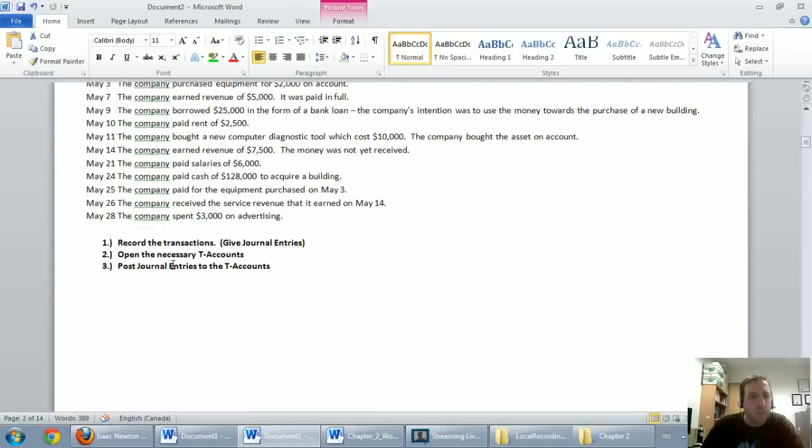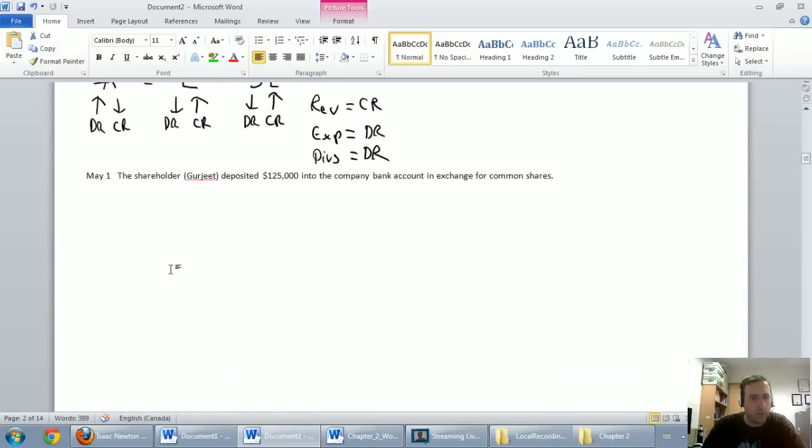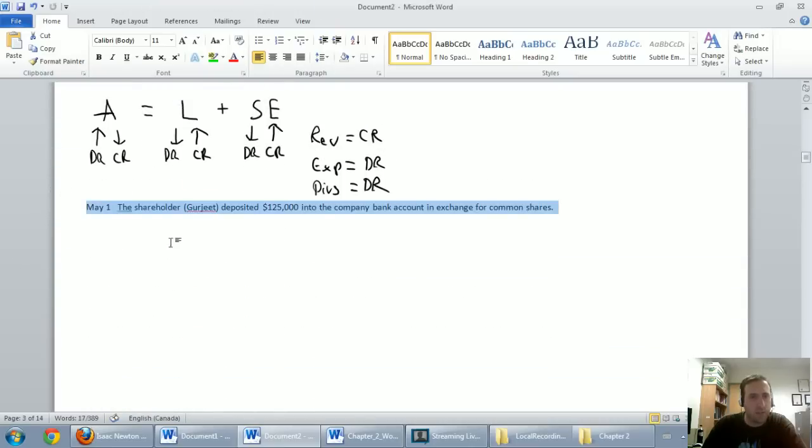So, let's get started with the first transaction. That's the May 1st transaction. And again, I just copied them one at a time so I can take them on in a reasonable fashion here. And so May 1st, it says, the shareholder, Gurjeet, deposited 125 grand into the company bank account in exchange for common shares. So we've got to record a journal entry for that, and we're going to record our entry by using this kind of rule set.